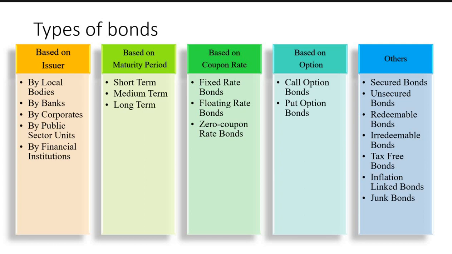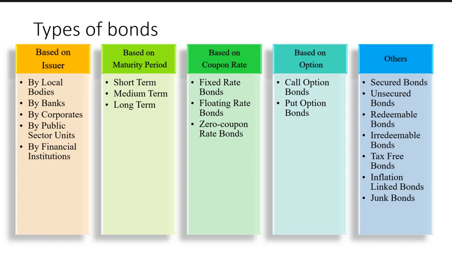Types of bond: on the basis of issuer, we divide them into five categories. One is bonds issued by local bodies. The second is by banks, by corporates, by public sector units, and financial institutions. So, on the basis of issuer, we categorize like this.